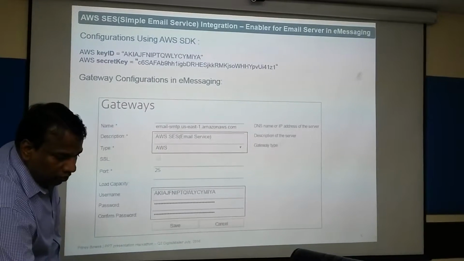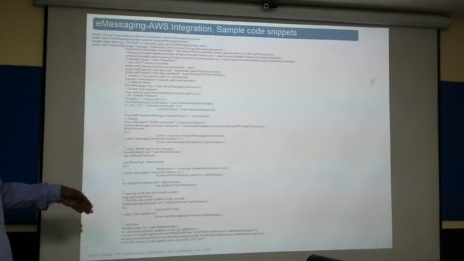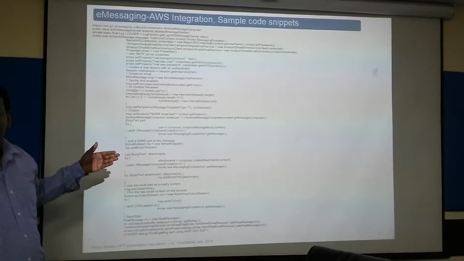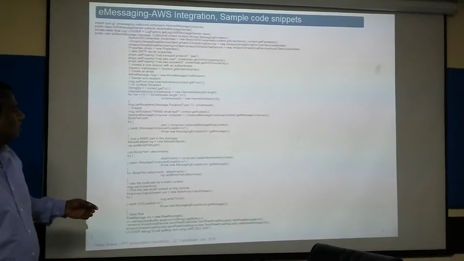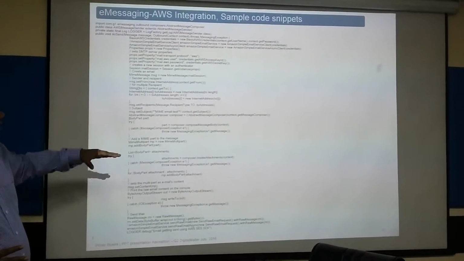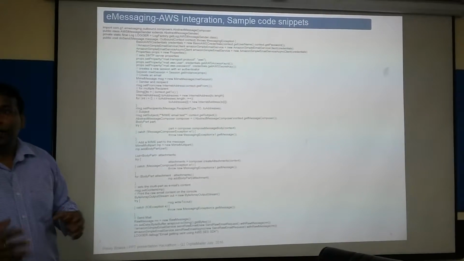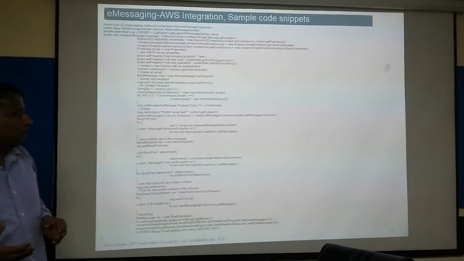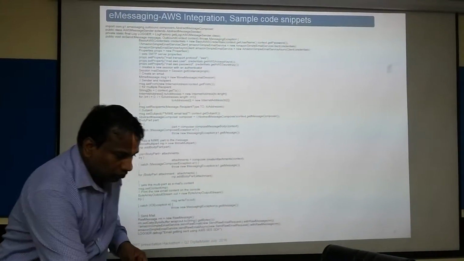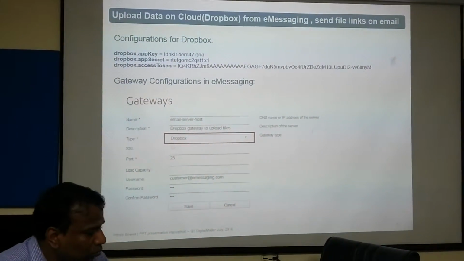Let's just move on to the working demo. Before that, I just want to show the code snippets which I have used to integrate with eMessaging. These are the AWS fragments of the code which are integrated with eMessaging for email sending. Okay, so I'm moving on to the demo part.